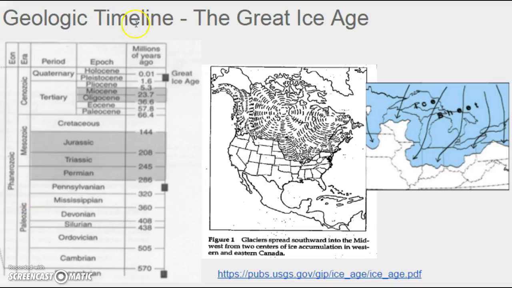So let's look at the geologic timeline here for the Great Ice Age. We're really focusing on the Pleistocene. It's generally referred to as the Pliocene Epoch. It's the Great Ice Age's timeline. We've got the Phanerozoic Eon. We would be located in the Cenozoic era.